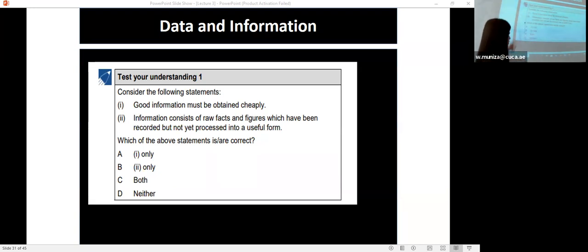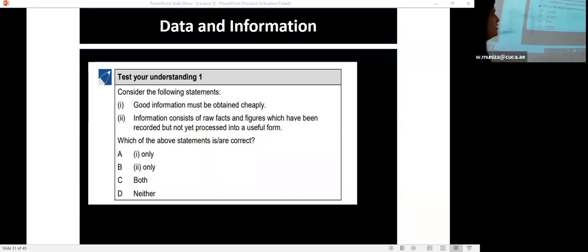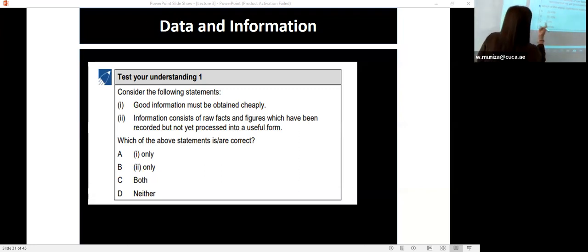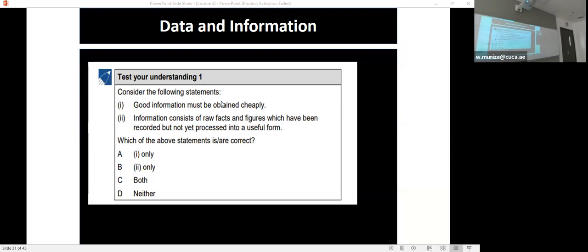So this one is the next statement. Information consists of raw facts and figures, which have been recorded but not yet processed into a useful form. Is it true? It is again the definition of data. So both the statements are wrong. Which of the following statements are correct? Neither. Got it, everyone? Yes. Aisha, Rafi, are you clear?